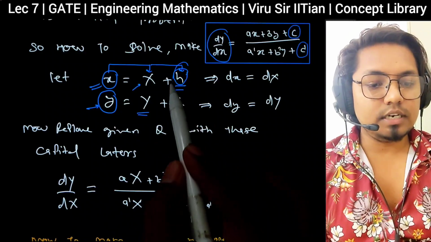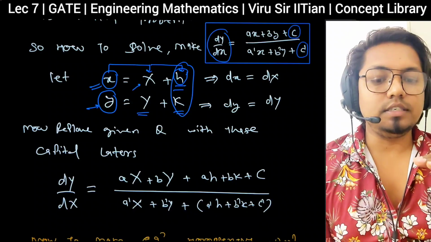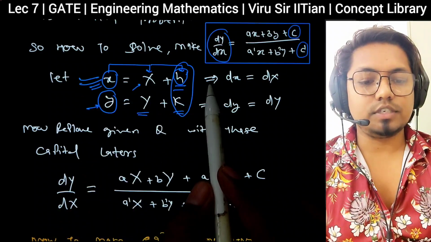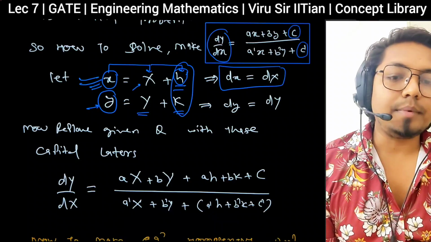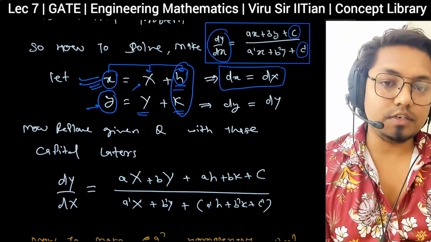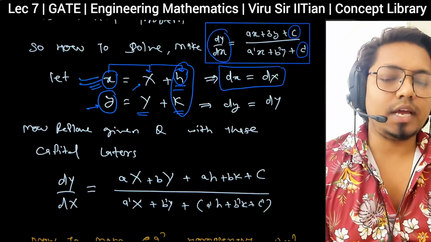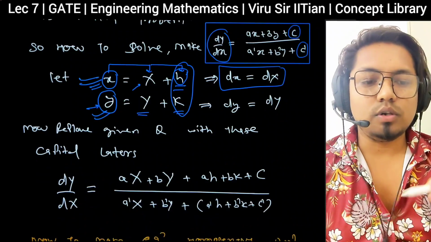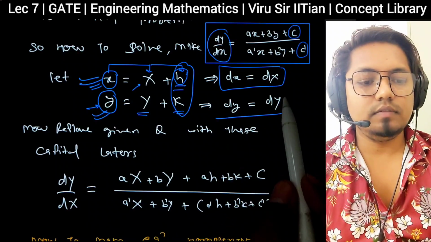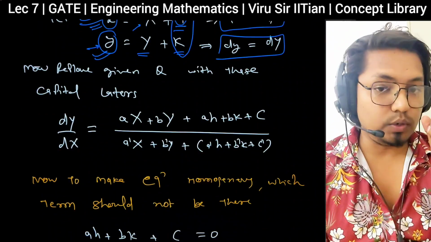Because h and k are constant numbers, if you differentiate the first equation, you will get dx, capital dX, equal to small dx. Okay, I mean differentiate, not divide. With respect to anything you can differentiate, with respect to time or any other variable. The second equation also you can differentiate, so you will get small dy is equal to capital dY. Now we have to replace this in the equation.